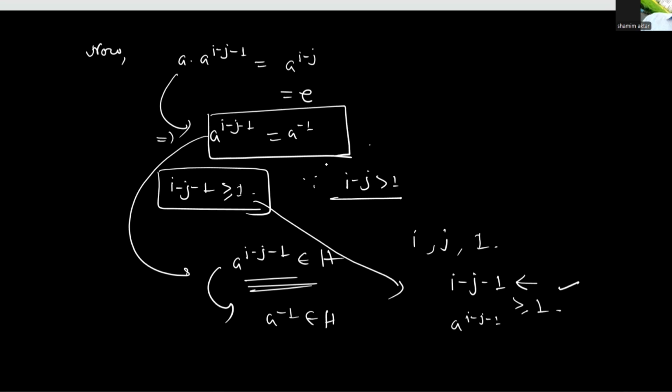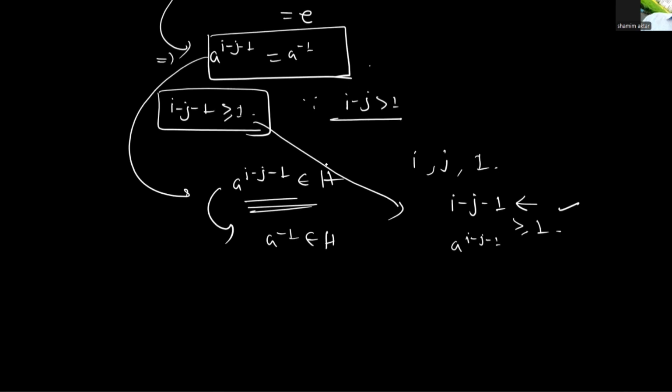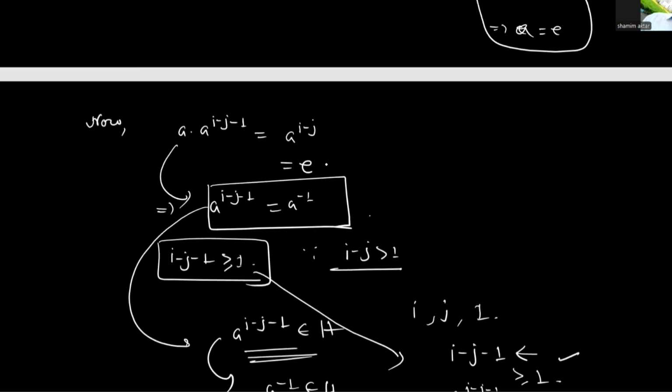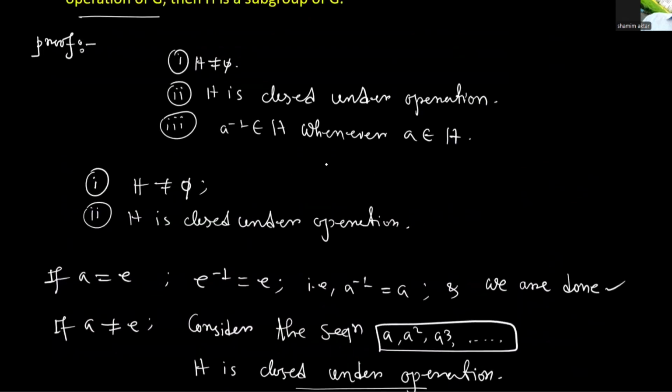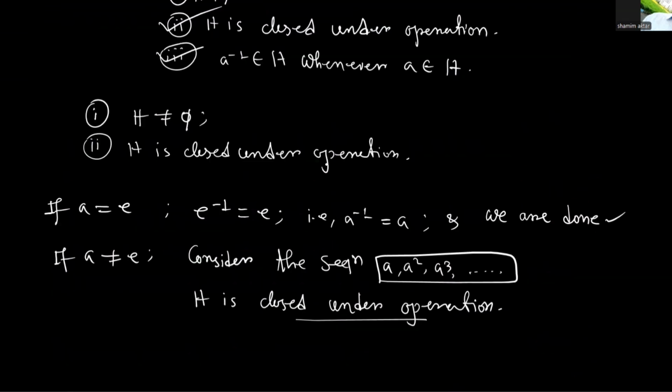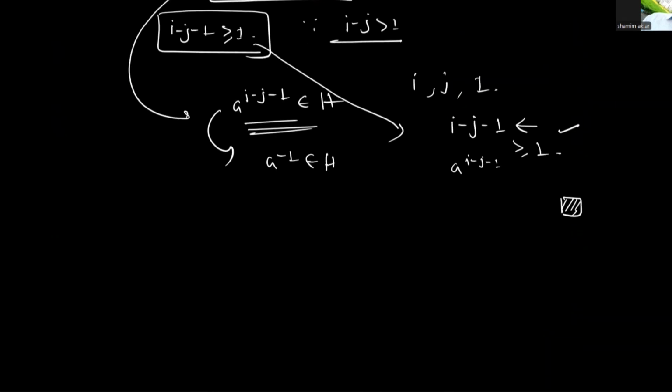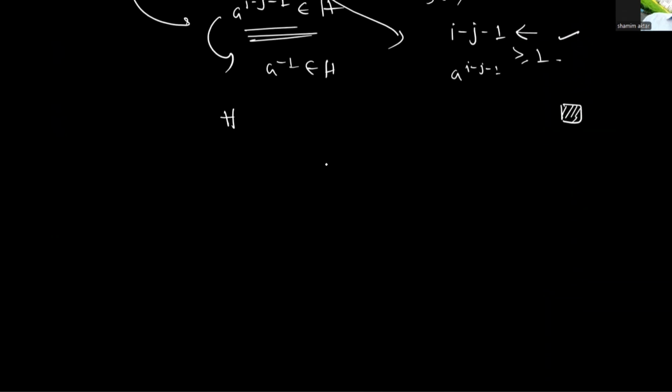So hence the proof, because a is any arbitrary non-identity element. The first condition is given, the second condition is also given, and the third condition we proved. So we conclude that H is a subgroup of G by the two-step subgroup test.